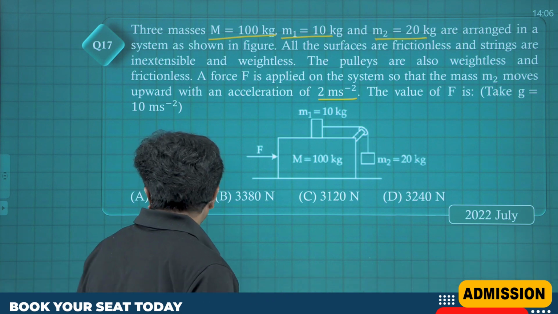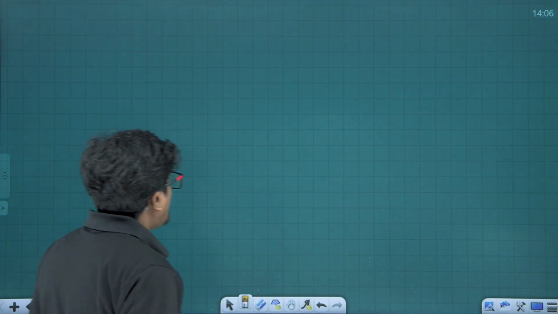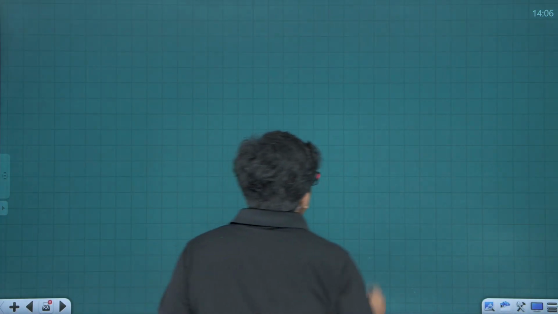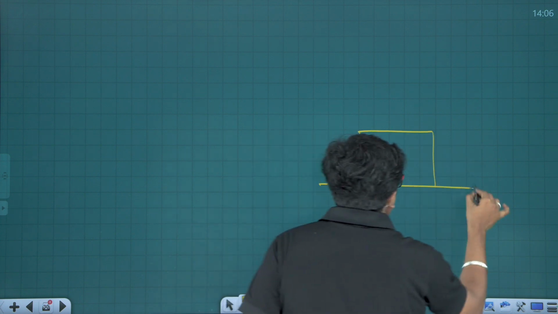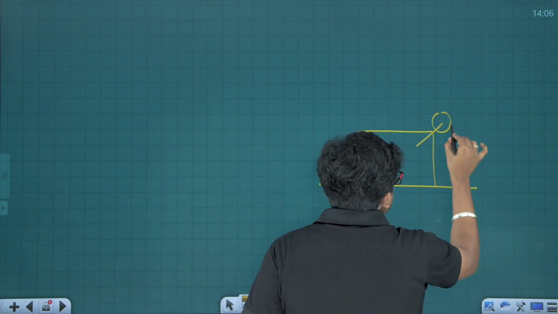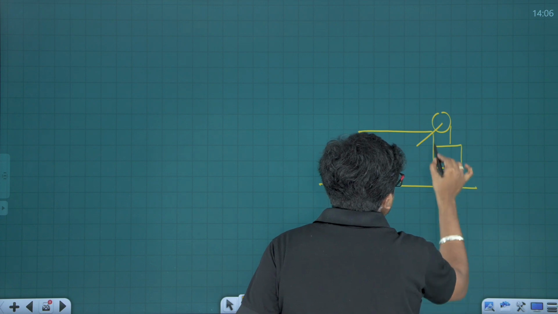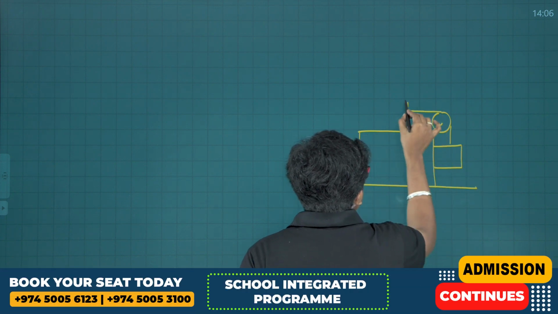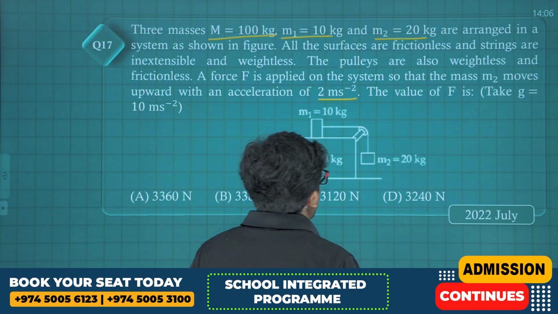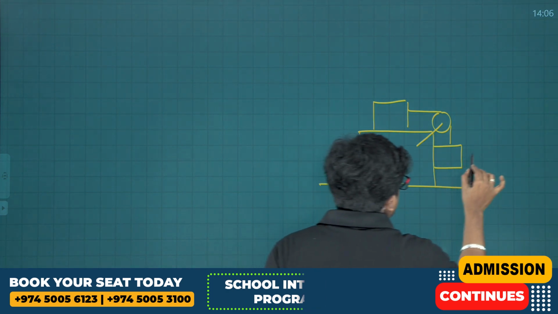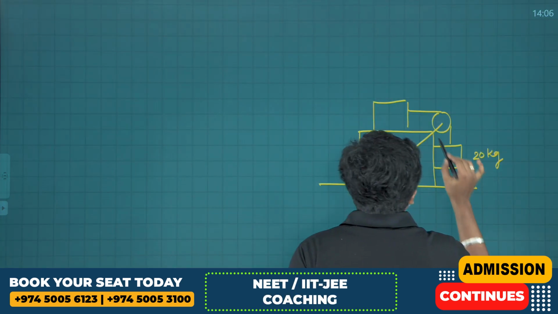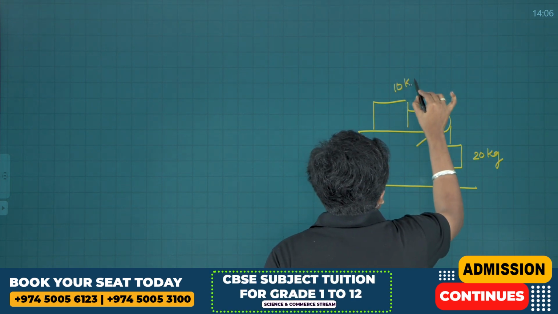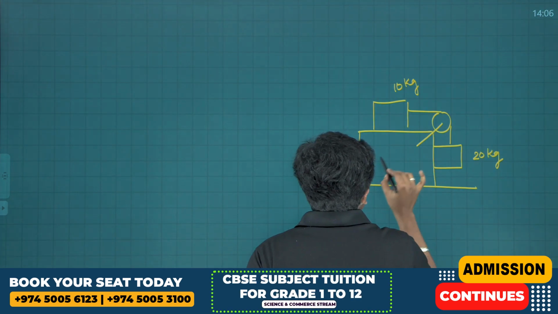It's a very important question. Let's try to understand the situation here. So here this is the block, and I am having a pulley here, and I am having a mass attached, and I am having a mass kept here as well, and this is 20 kg and this one is 10 kg, and here this is 100 kg.